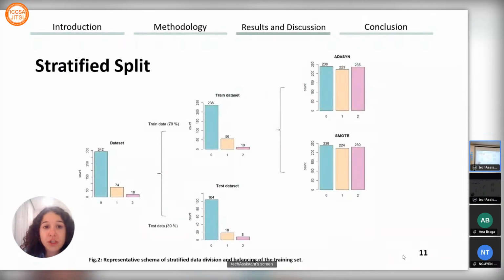The database was initially divided using stratified division, allocating 70% of the data to training and 30% to testing. Next, we proceed to implement the training data balancing strategies, which cannot be applied to the test data because there cannot be a coexistence of information between the two sets. Through graphs, we can see that both methods guarantee a more equitable representation of the different categories.